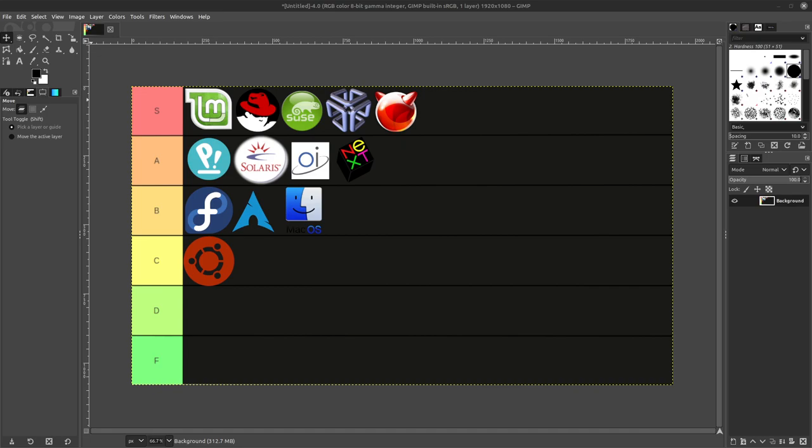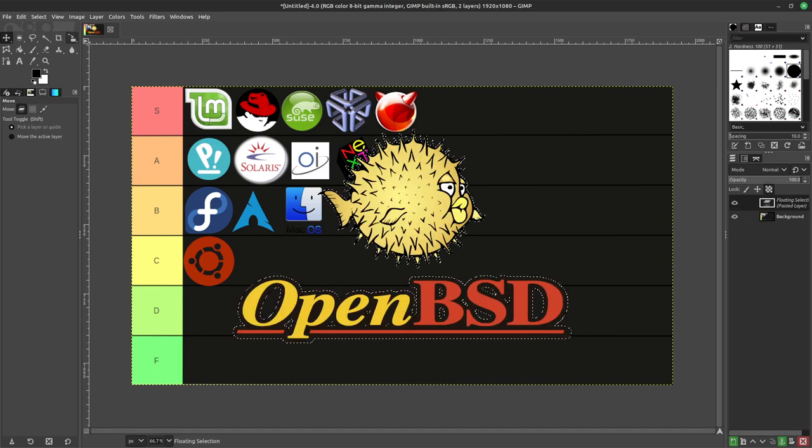But there is a very friendly community. It has what is honestly the best documentation I've ever seen. Arch Linux should definitely learn a lesson from FreeBSD. And because of all of that, I give it this rating of S. It is absolutely amazing. Now, what about OpenBSD?